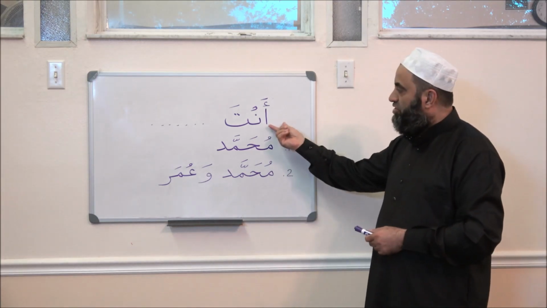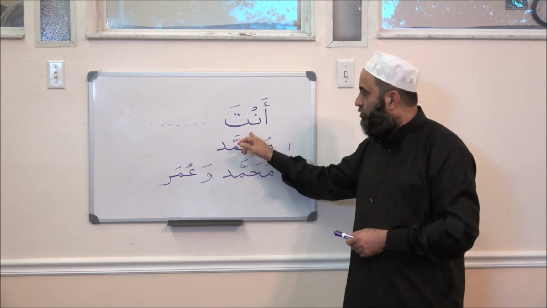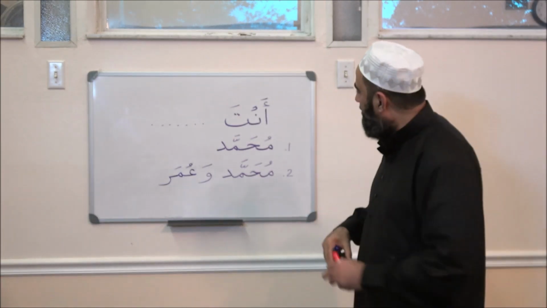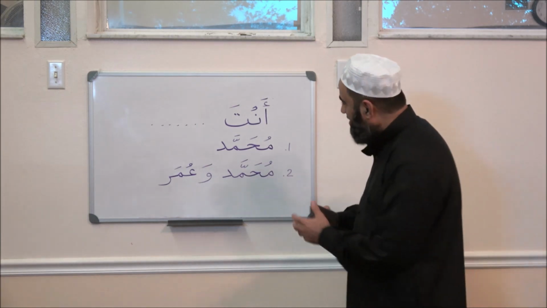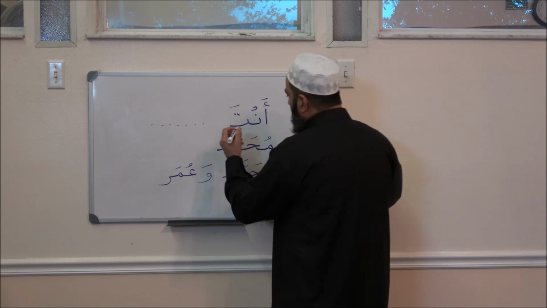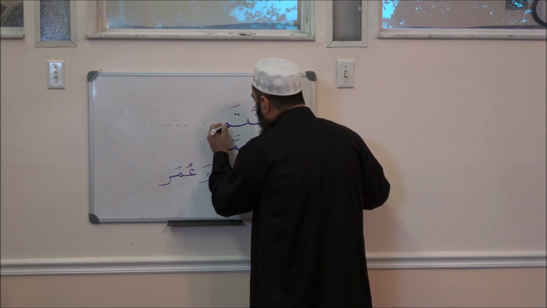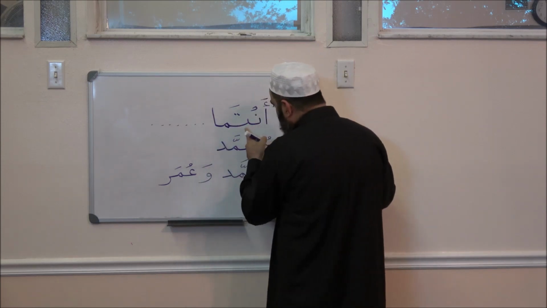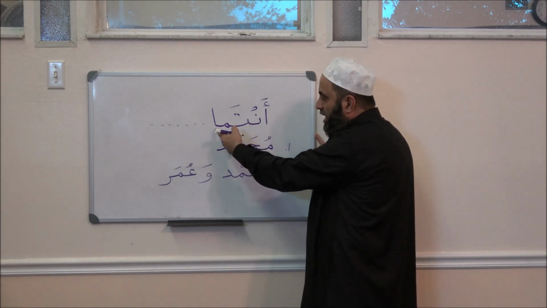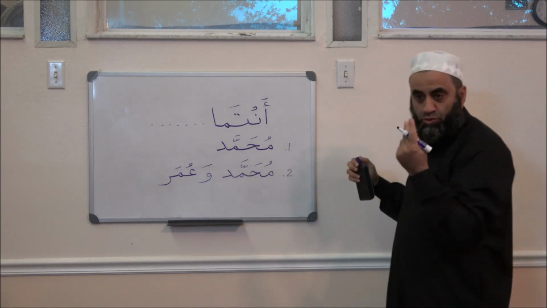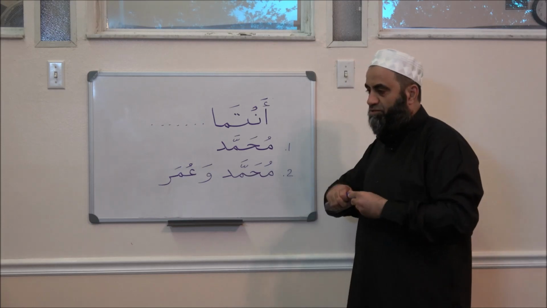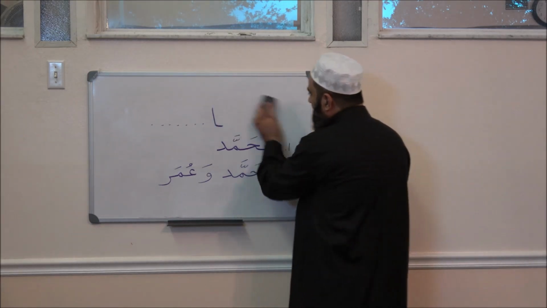If I want to adjust this to option 2, what do I have to do here? I have to match the pronoun. So if I want this to be the answer, then antuma, right? Because anta is you, with the meme it becomes you are, and with the alif I bring it back to two people. So antuma Muhammad. Wow, very good, mashallah, excellent.